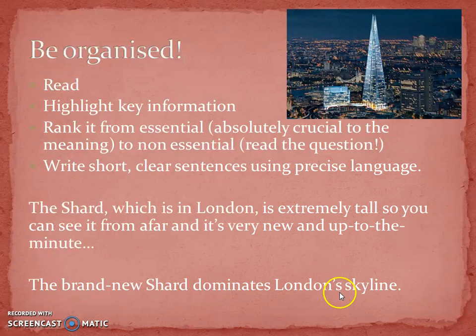Yeah? If it's dominating the skyline. And if it's dominating London's skyline, that replaces "which is in London." So both of these clauses, "which is in London, is extremely tall, so you can see it from afar," are replaced by "dominates London's skyline." So that's what we mean by precise language. We don't necessarily mean very long, fancy words, particularly not when you're summarizing. It's just cutting it down to the minimum number of words that make the meaning clear.